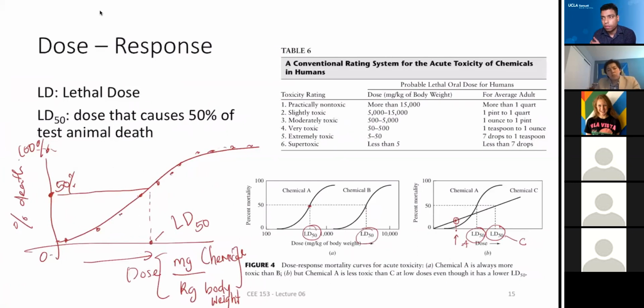Why is C more toxic than A? I feel like, shouldn't it, since it takes more of it to kill 50%, be less toxic? No, it depends on concentrations. Okay, so you're right. Based on LD50, chemical C is more toxic.